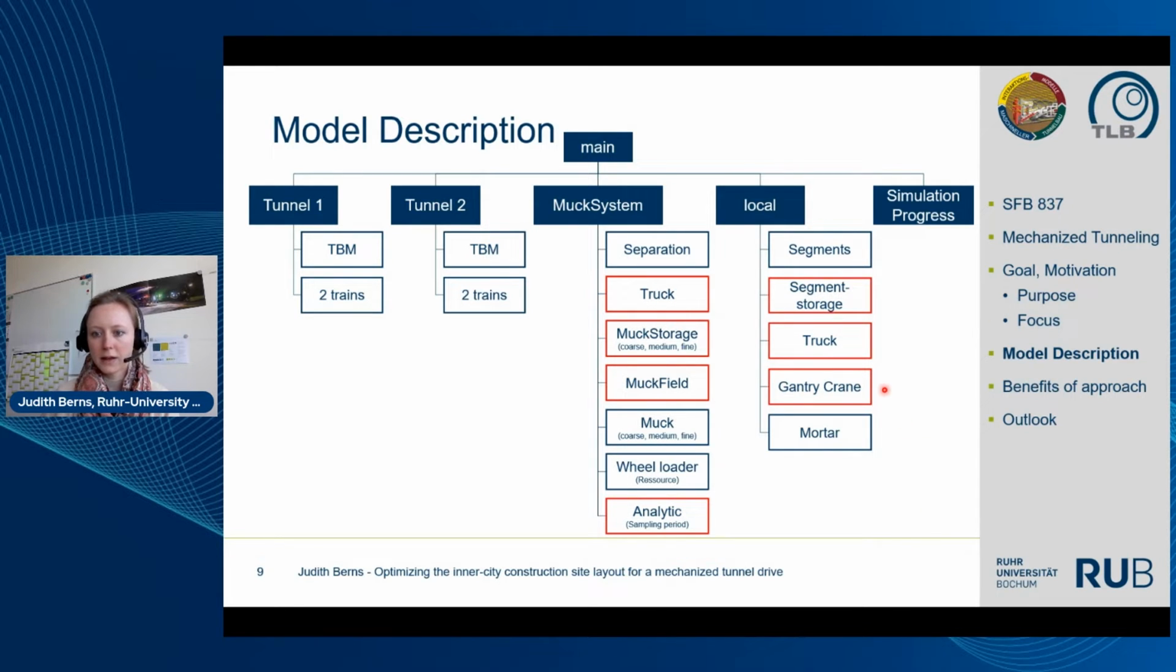Last but not least, for the local site setup, the crane type was changed in a model variation from a gantry crane to a tower crane to evaluate the impact on the logistic processes.